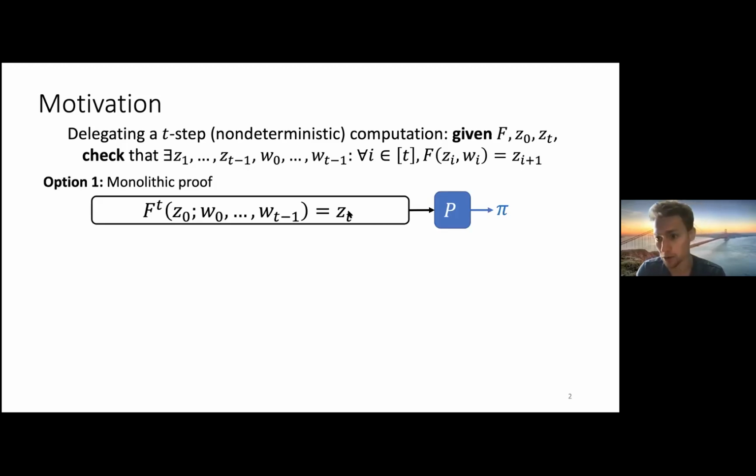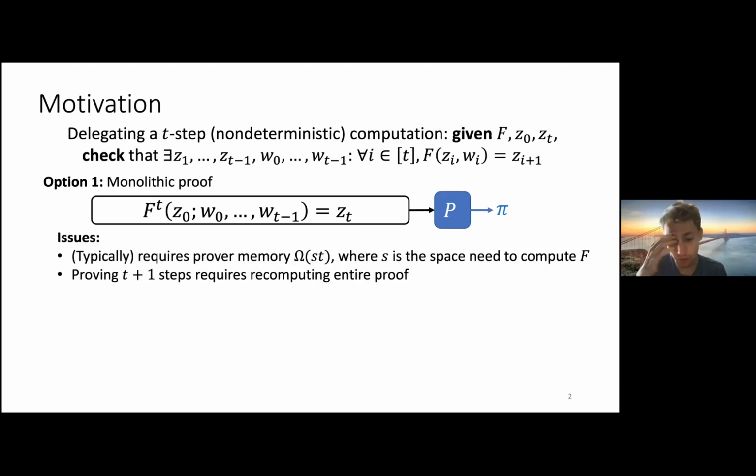And I want to prove that this computation, which might take a long time, was done correctly. We were talking about verifiable computation. So I want to prove to some verifier that this computation was done correctly. The way to do that is I could just throw a SNARK at it. I could create a monolithic proof. I encode the function f to the power of t, so f applied t times, in a circuit, apply my favorite SNARK technique to it, and I get out a succinct SNARK that is efficiently verifiable.